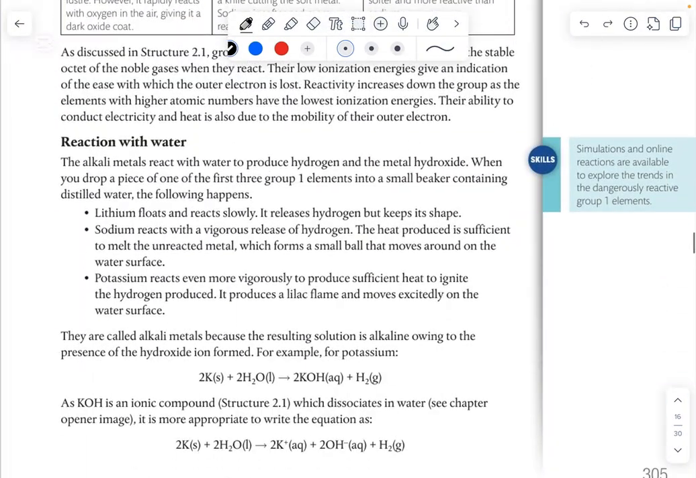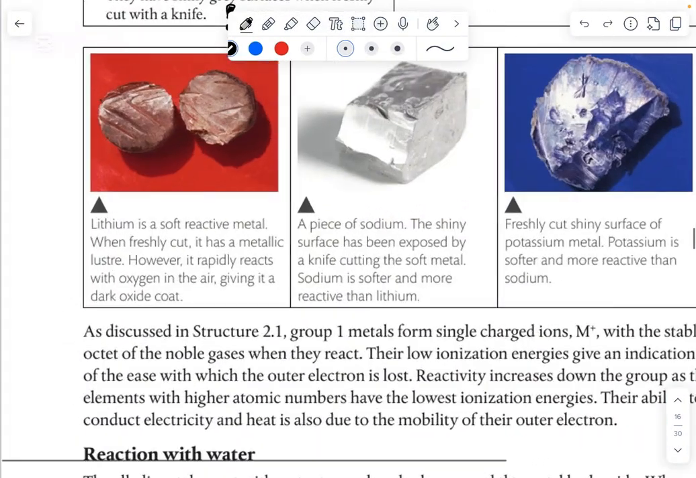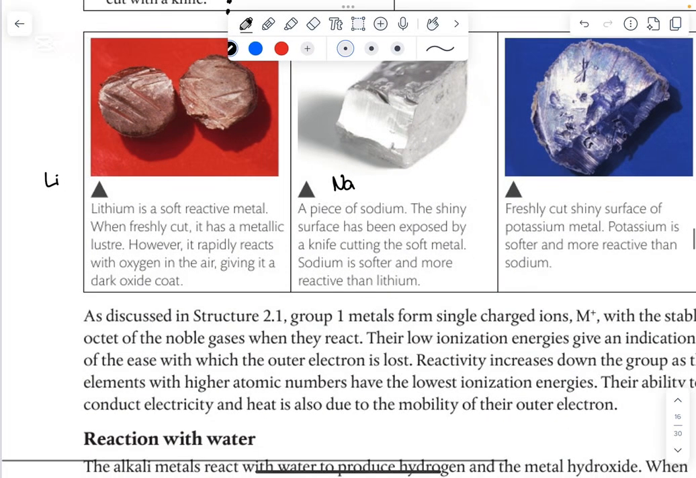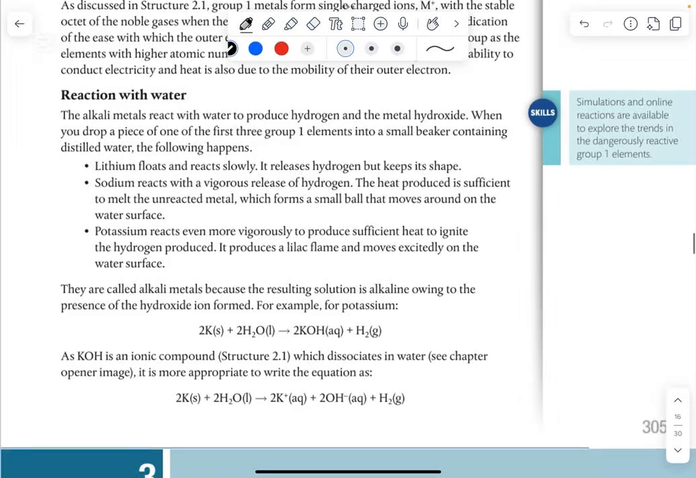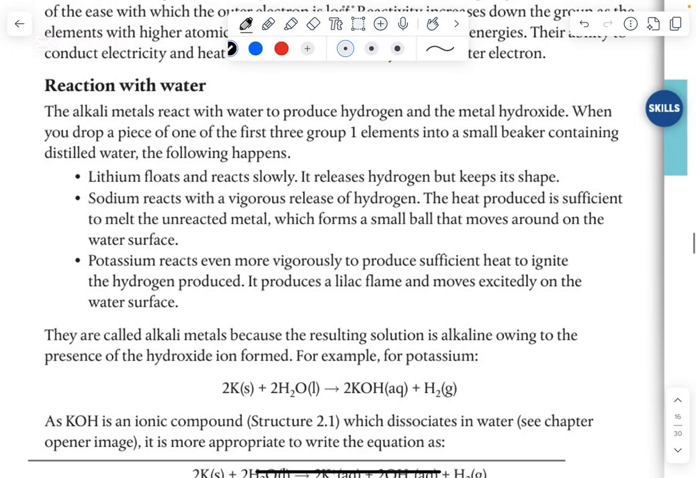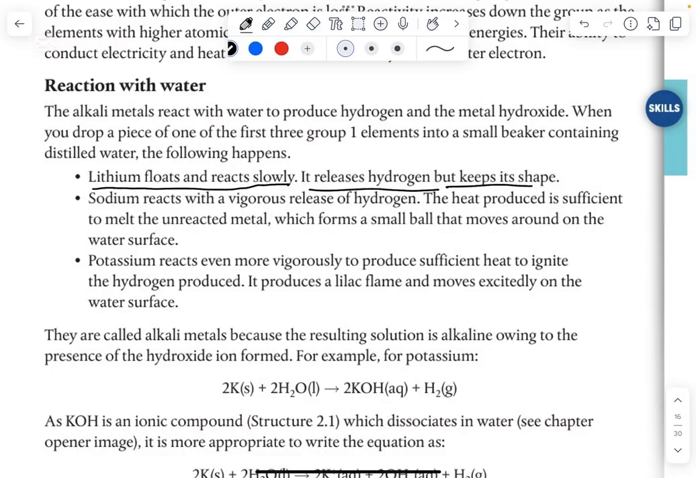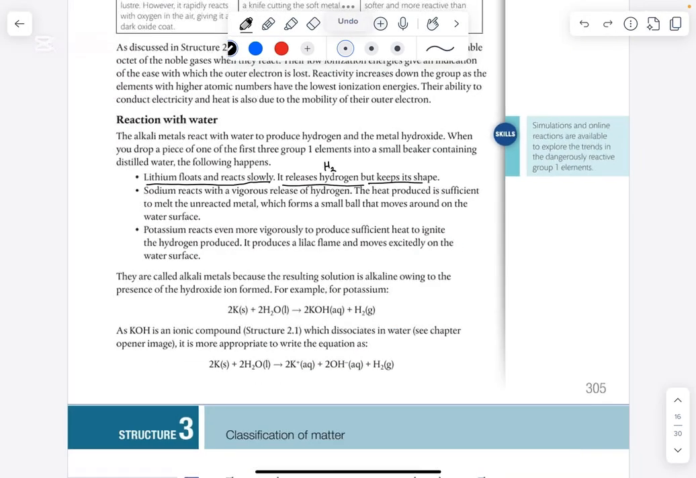So let's talk about their reactions with water. We're going to talk about lithium, sodium, and potassium. Lithium basically floats on water and reacts pretty slowly. It releases hydrogen but keeps its shape. By hydrogen, it means hydrogen gas, and it retains its shape pretty well.